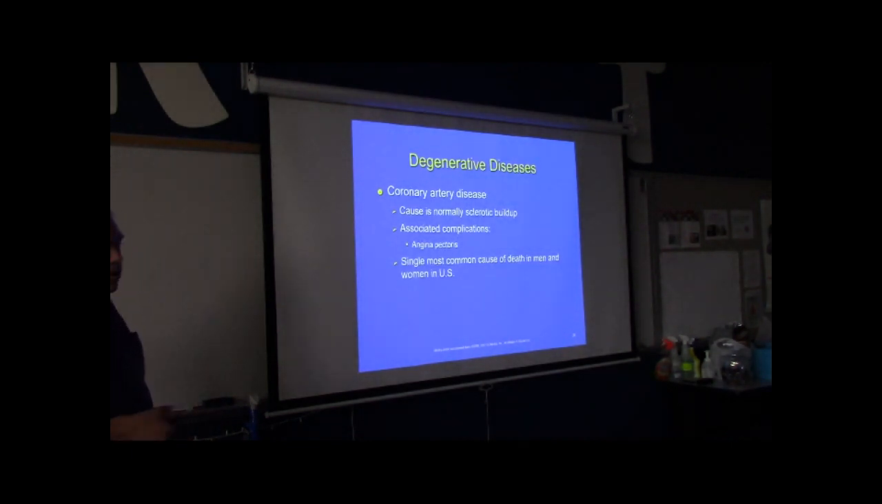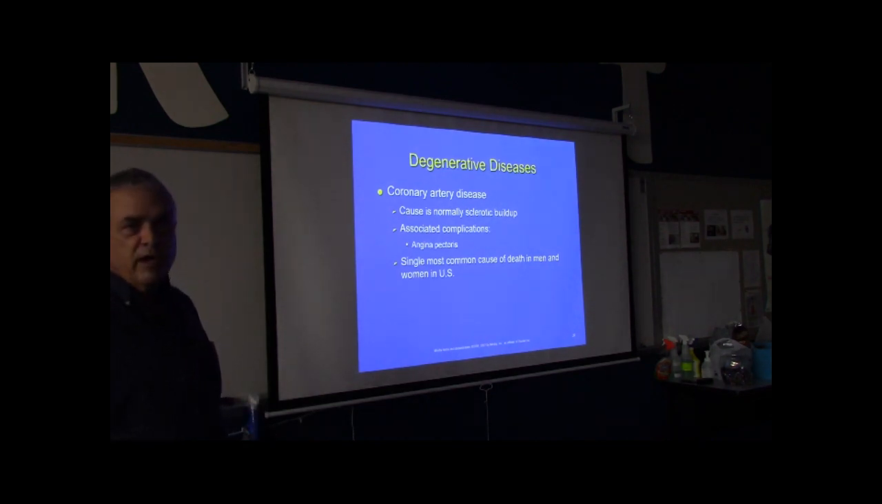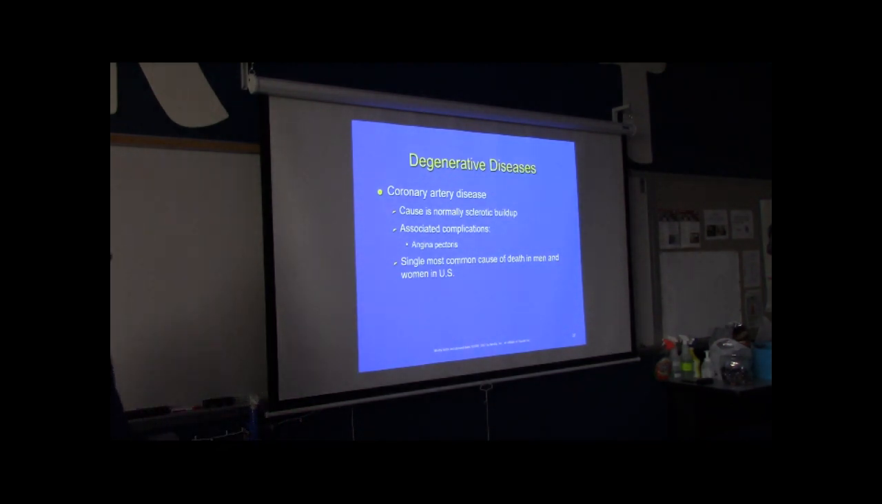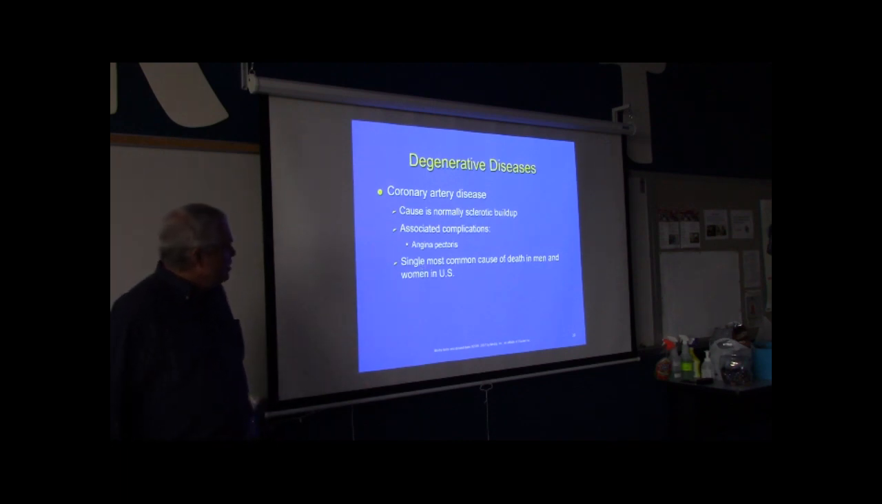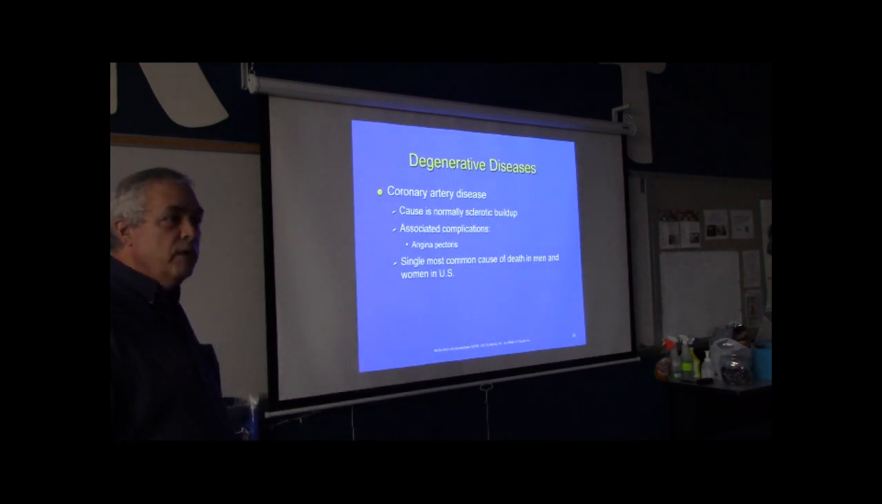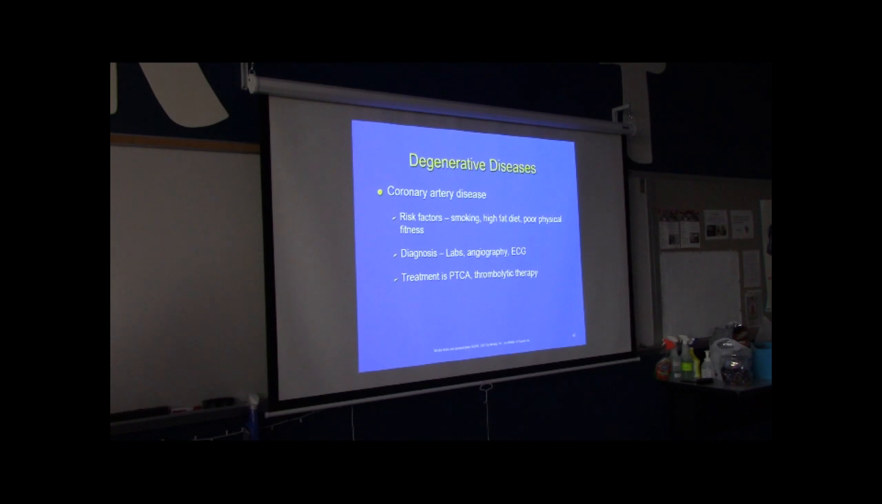The cause for coronary artery disease is almost always sclerotic buildup. I mean, there's other reasons why a vessel could have a stricture, but by far, atherosclerosis is the worst. And this is coronary artery disease, the single most common cause of death for men and women in the United States. Not necessarily in the world.